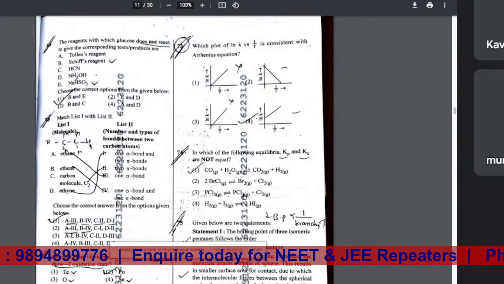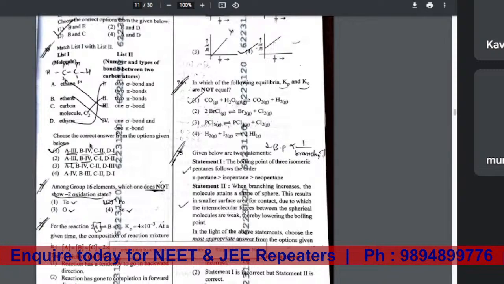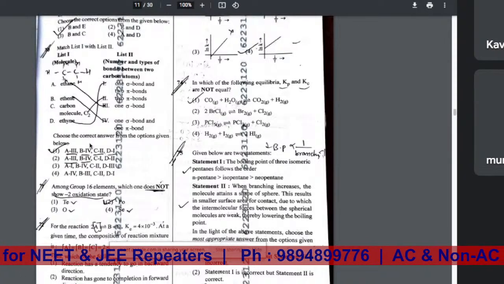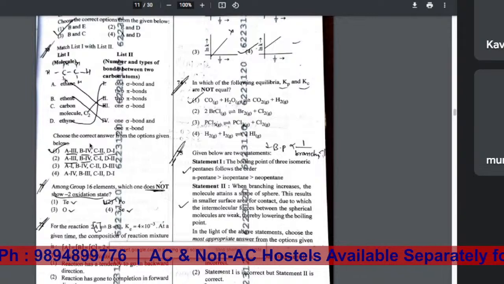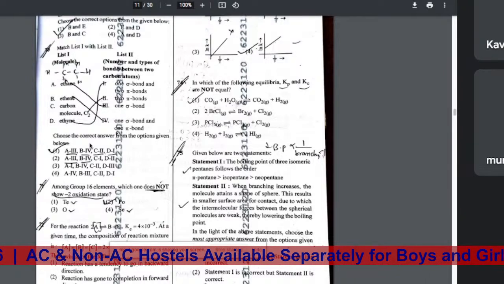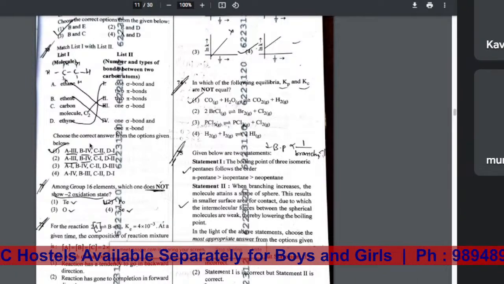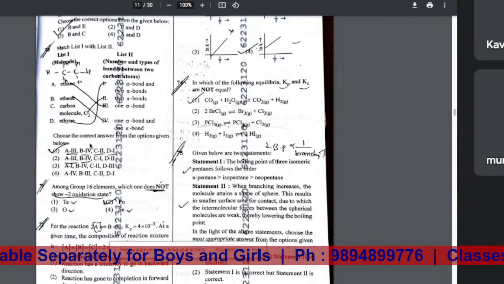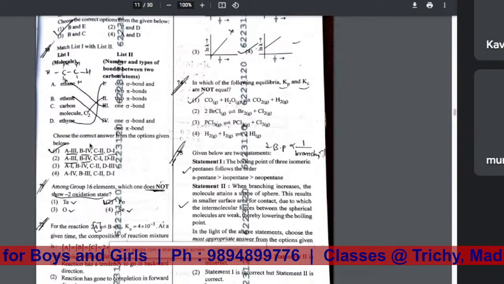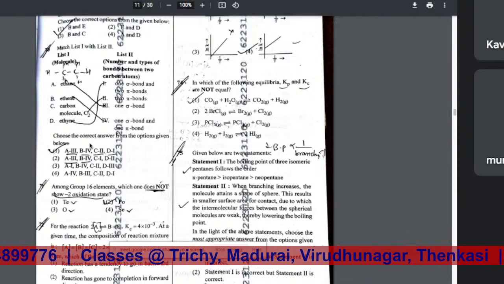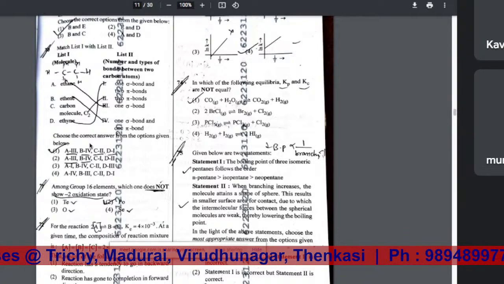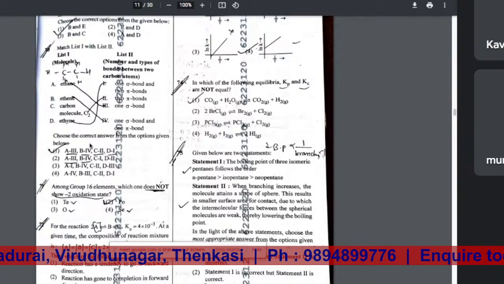Second option is correct answer for this. Okay. Now, question number 74. In which of the following equilibria Kp and Kc are not equal? So first we should know the relation between Kp and Kc. Kp is equal to Kc (RT) power delta Ng. Delta Ng is the number of gaseous molecules, the change in gaseous molecules from reactant to product, or product minus reactant.